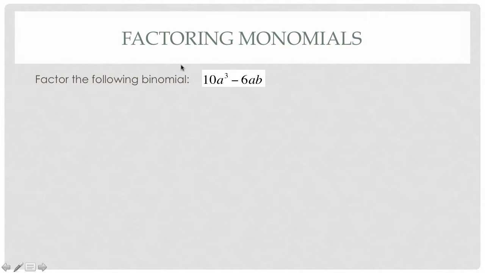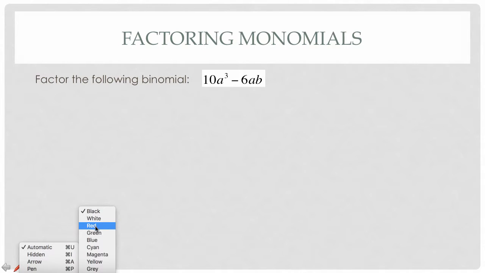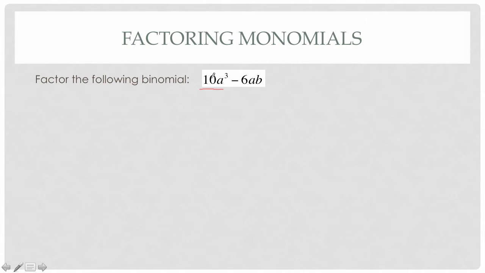Okay, let's take another look at a greatest common factor. So we've got a binomial, 10 times a to the third minus 6 times a times b. There's two terms, binomial, and I want to factor out what I can. Well, let's look at what they have in common here. For the numbers, 10 and 6 both have a factor of 2 in common. I can divide those evenly by 2.